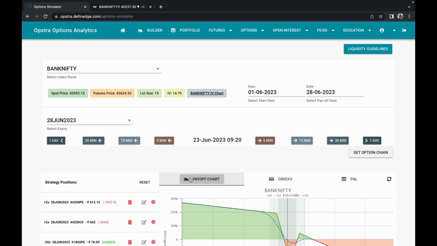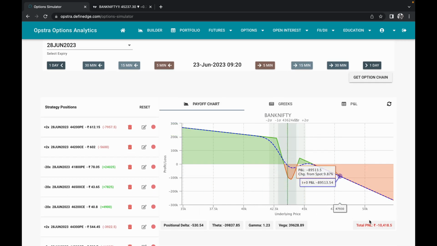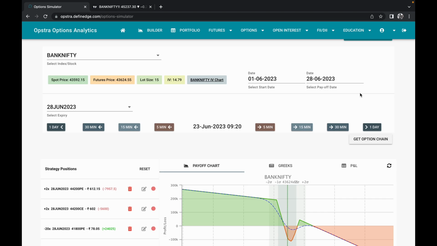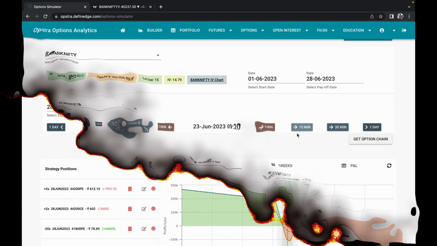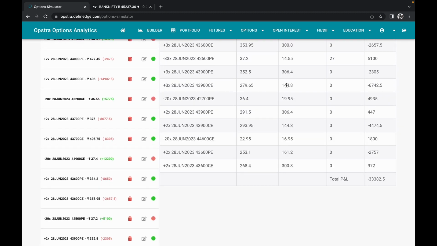Let's see the payoff chart after the adjustment. As we can see, this is how the payoff chart will look. And currently I'm running a loss of 10,400. Let's move on to our next day and see what happened. We still have time, almost 1 week. Okay, the market has actually gone up. So let's see what adjustment we need to do.